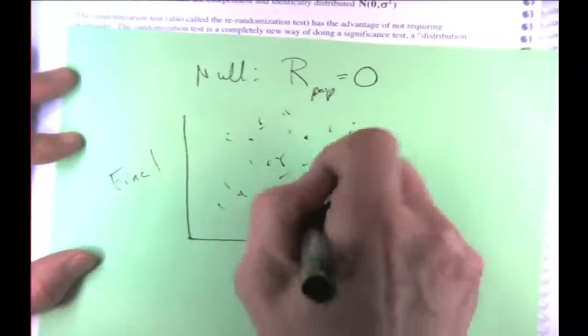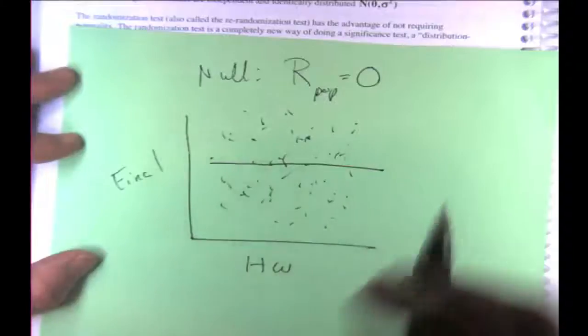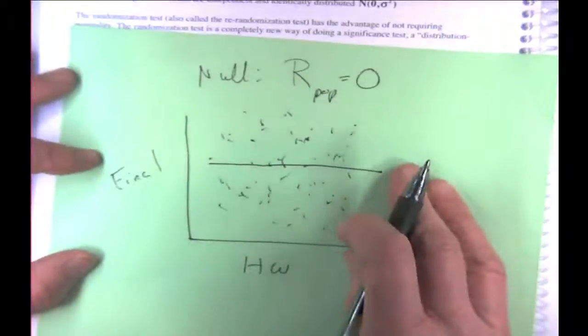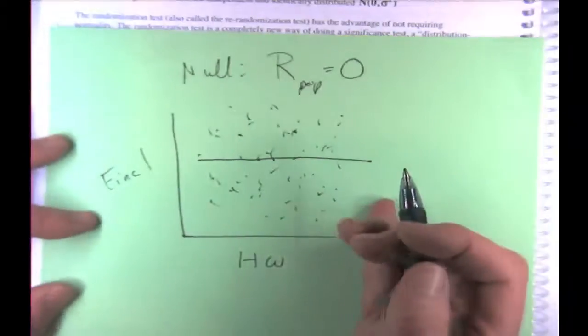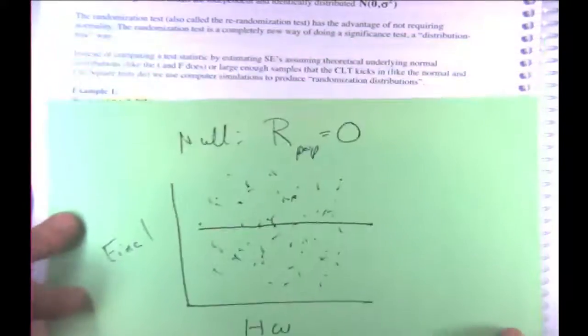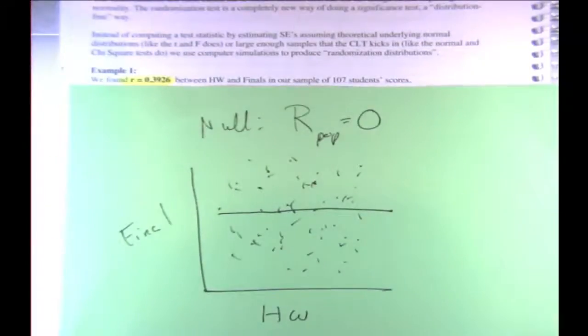So what does that mean? It means that the correlation is 0. That's kind of crazy if you think about it. Homework is related to finals, right? But this is the null. And the alternative is saying that it's not 0 in the population, and that's the reason you got your sample R of this. You got almost 0.4 in your sample, okay?